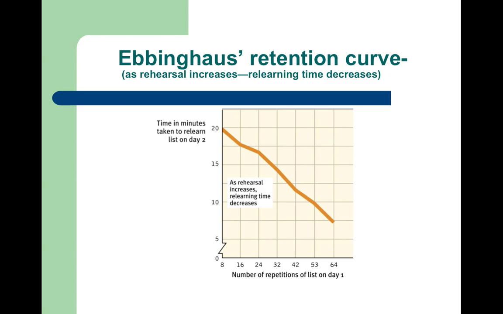Basically the idea is, as rehearsal increases, relearning time decreases, and this really holds true for how we try and prepare for the AP exam. We continually rehearse information all the way back to the prologue. We're trying to get you to think about and remember and rehearse and practice the previous chapters. And we find that you are going to forget information. However, the more we rehearse it, if you do need to relearn it, it's going to take you less time.